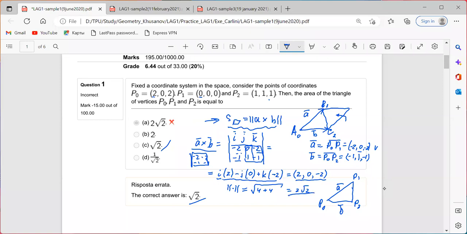So this is the area of the parallelogram. We are requested to find the area of the triangle. That's why we have to divide the area of the parallelogram by 2, and we obtain the answer, square root of 2. Is it clear now? Yeah, thank you. It's clear now. Okay. Yes.